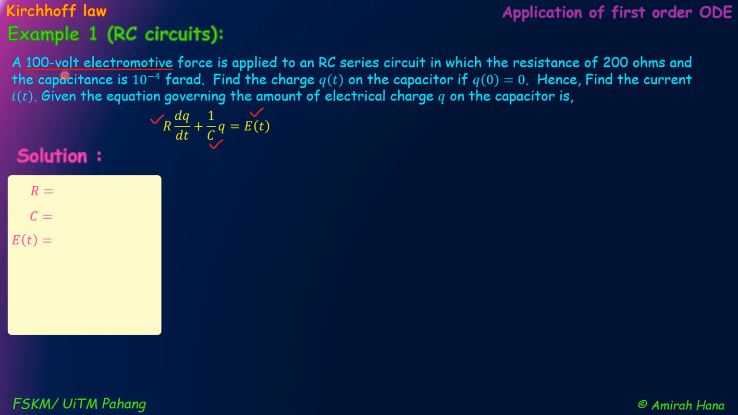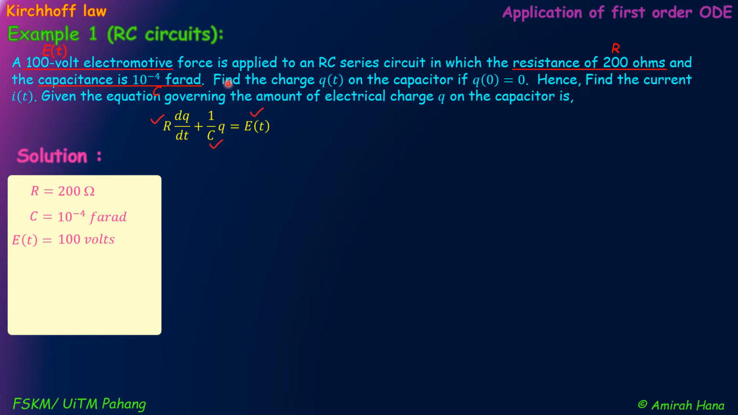We are given a 100-volt electromotive force. This is E(t), so we can write E(t) equals 100 volts. Then we are given a resistance of 200 ohms. This is R, so R equals 200 ohms, and this is the symbol for ohms. Next, we are given the capacitance is 10 to the power of negative 4 farads. This is C, so C equals 10 to the power of negative 4 farad.